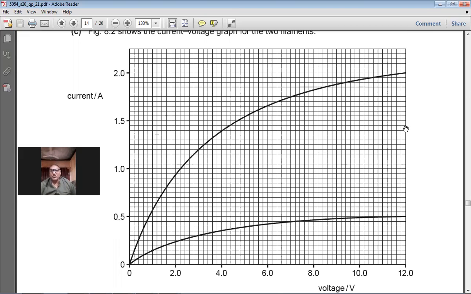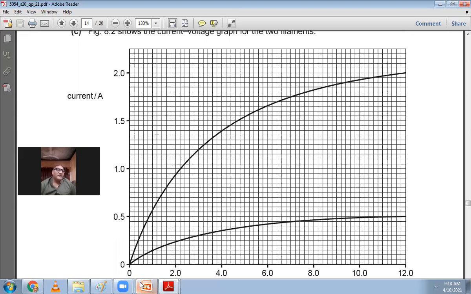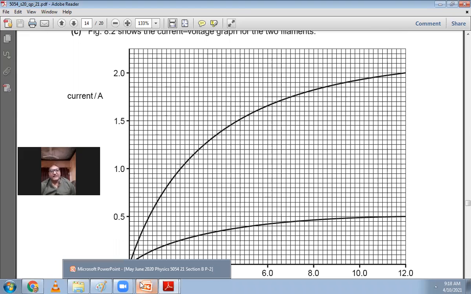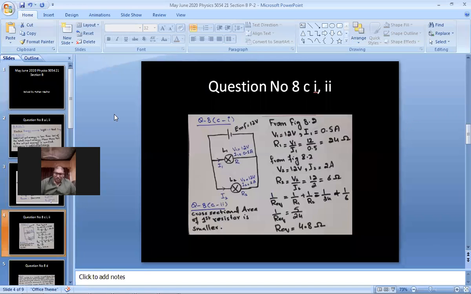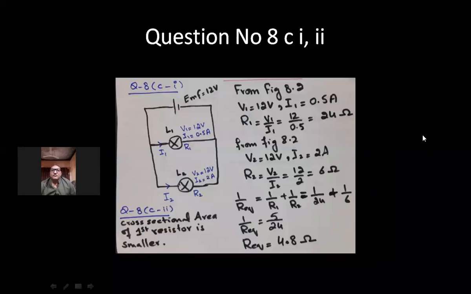And on filament number 2, when the voltage is 12, the current flowing through it will be 2 ampere. So I've done this, and they're connected in parallel, and we want to find out their total resistance. So let's move to the next part. And here, I will try to show you how we do this calculation. So here I have drawn that circuit.